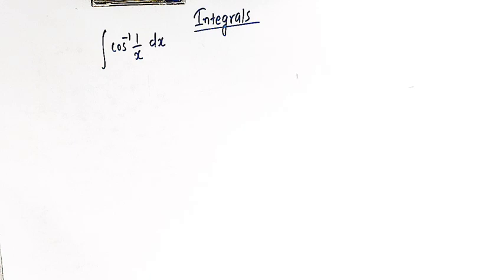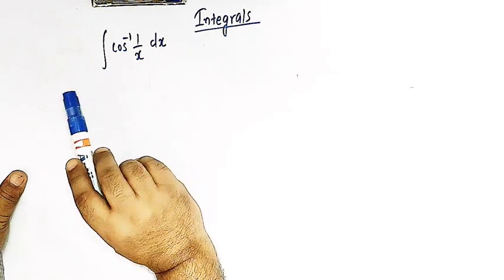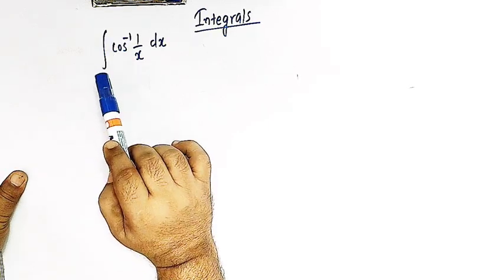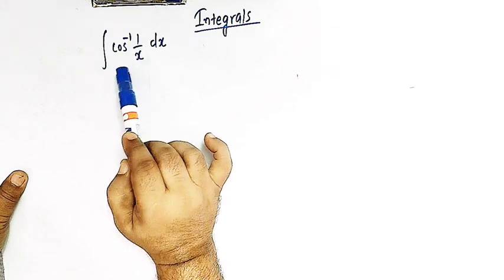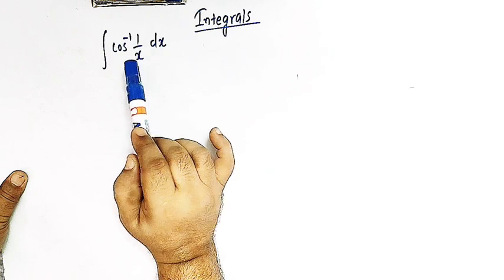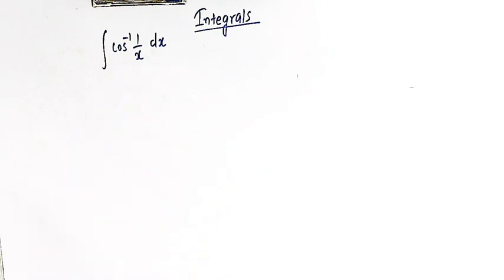Hello viewers, in today's session we are going to discuss another important problem from indefinite integrals, right? So here in this class we are going to evaluate this integral in which we have to find the indefinite integral of this function, that is cosine inverse 1 over x, right? So to evaluate this integral, we'll make use of two important concepts. The first one is integration by substitution method, and then we'll apply the concept of integration by parts.